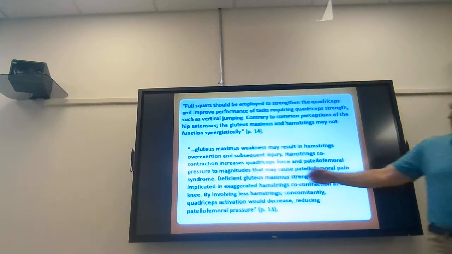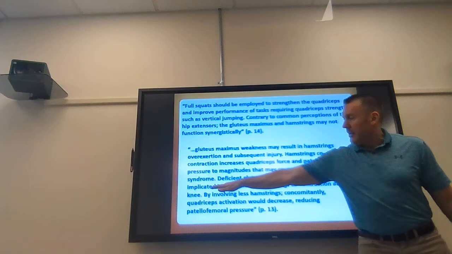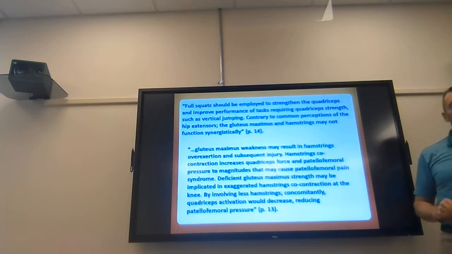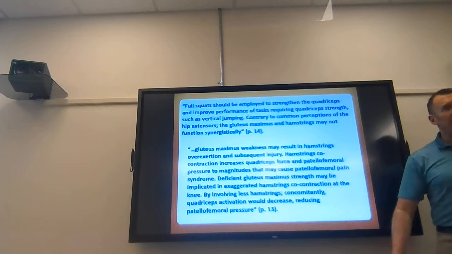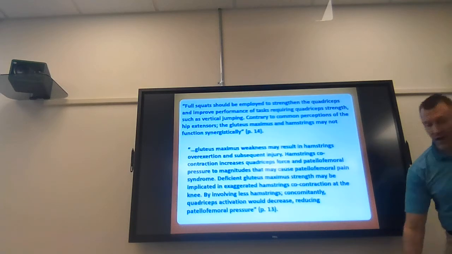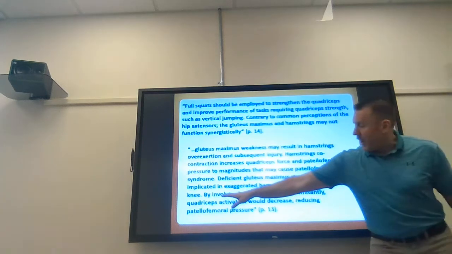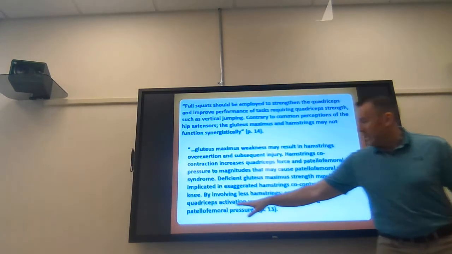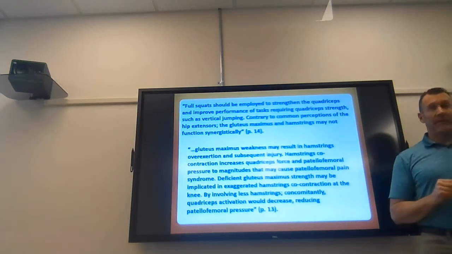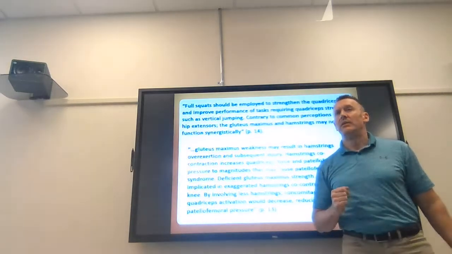Interesting. So deficient gluteus maximus strength may be implicated in exaggerated hamstring co-contraction. So if your glutes are weak, your body has to use the hamstrings, but that's a problem because the quadriceps are trying to extend the knee. By involving less hamstrings, concomitantly quadricep activation would decrease, reducing patellofemoral pressure.